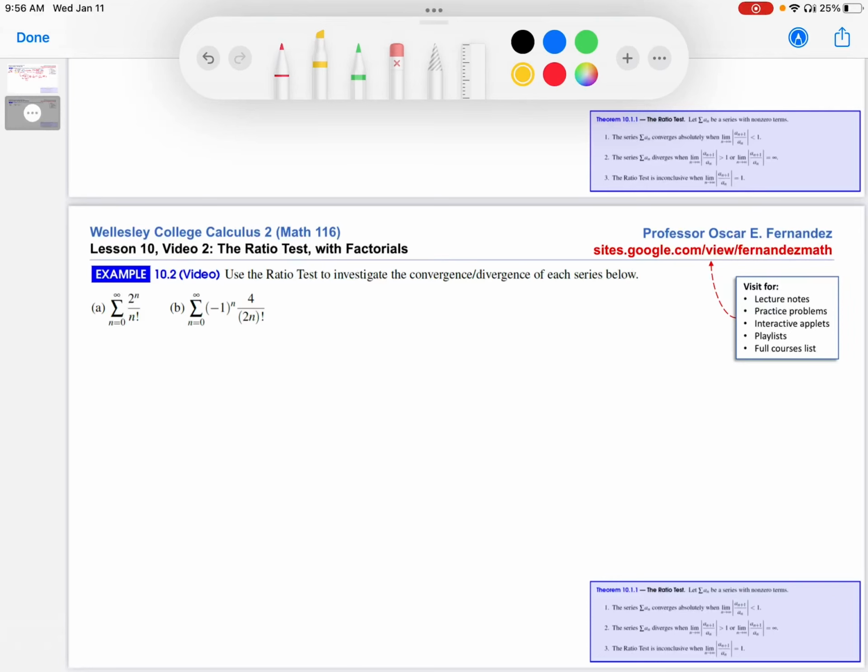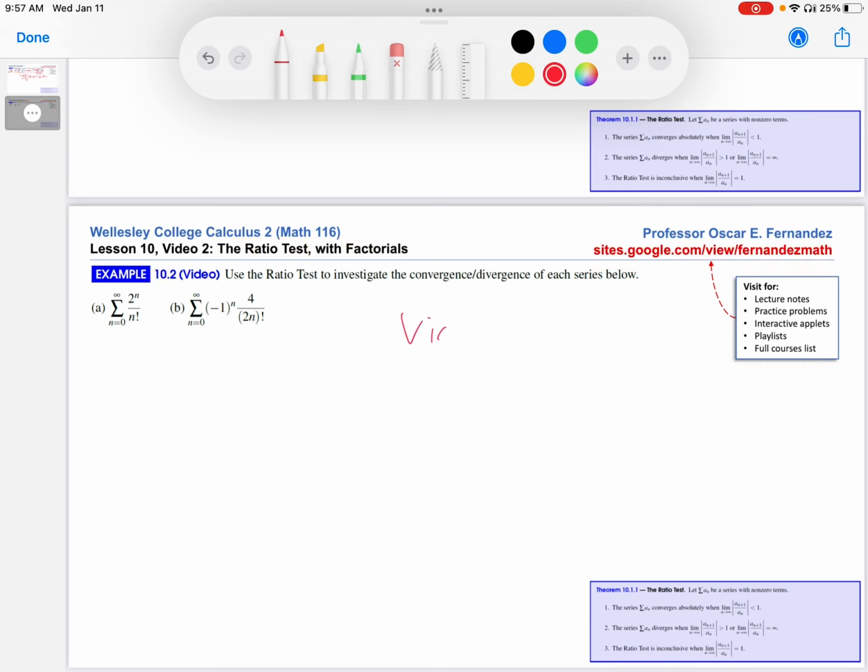Hi, this is Professor Fernandez, and in this video we're going to work out a couple more examples of the ratio test, this time with series that involve factorials. These two examples come from the lesson notes from lesson 10. You can find those on my website where you'll find these other resources as well. So, ratio test with factorials.